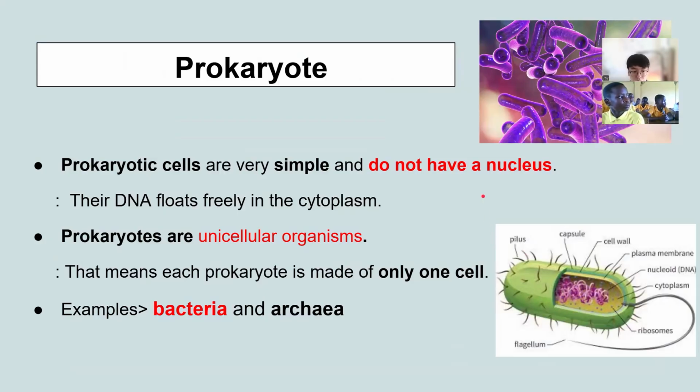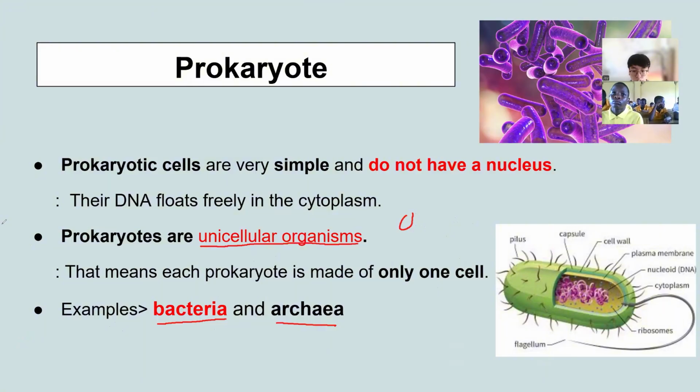So the prokaryotic cells are very simple. They do not have a nucleus, which is the center that stores DNA. So the DNA just floats in the cytoplasm. And prokaryotes are unicellular organisms, meaning that they are only made up of one cell. Just one cell is a prokaryote. An example, like I said, is a bacteria or an archaea.